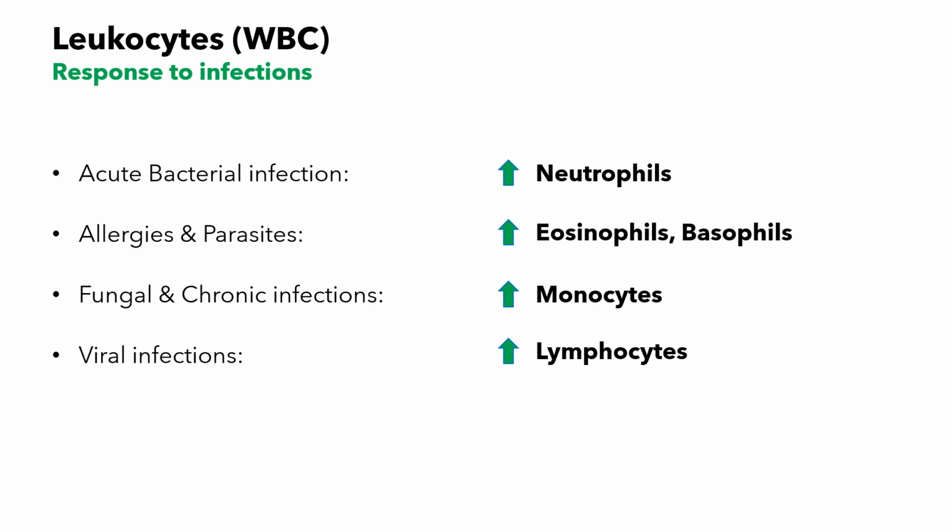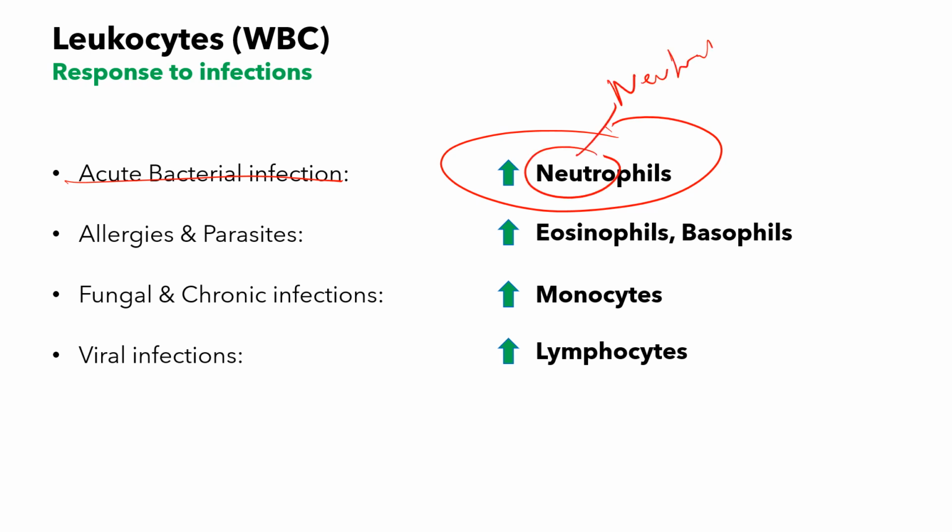This just summarizes what we covered. Acute bacterial infections: neutrophils. Think about neutral, so no color in the granules. Allergies and parasites: eosinophils and basophils. Think about B for blue. Look for those blue granules. Eosinophils, well, look for the other color, whatever it is, so in this case it will be red or orange.